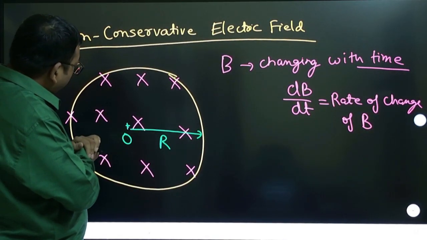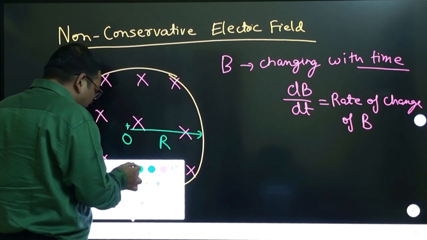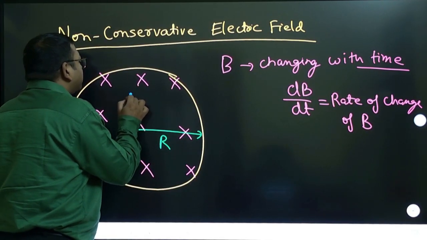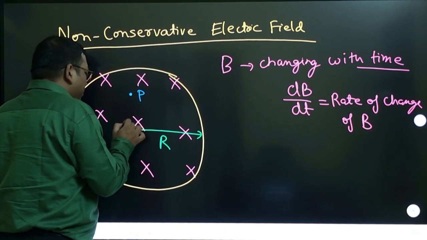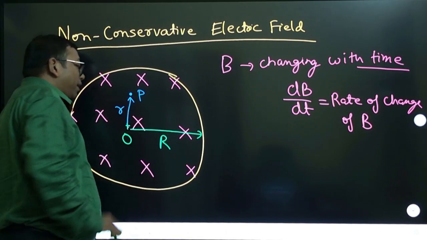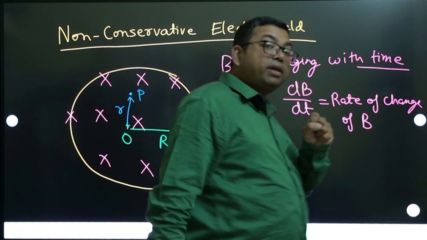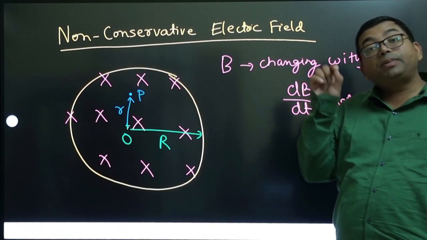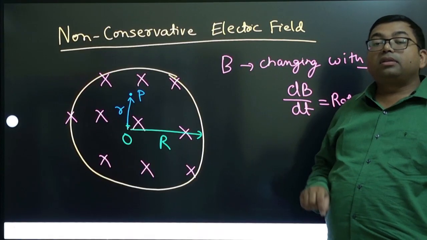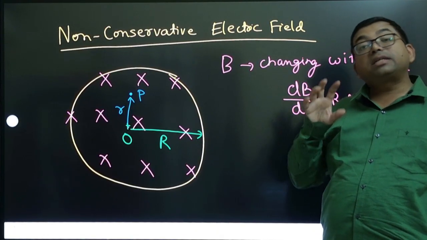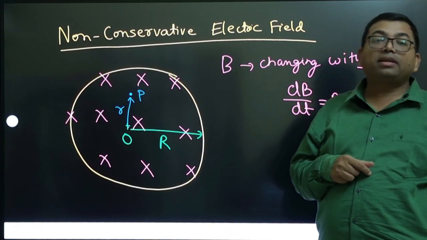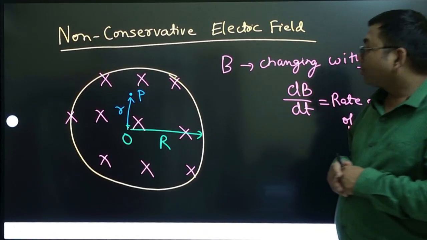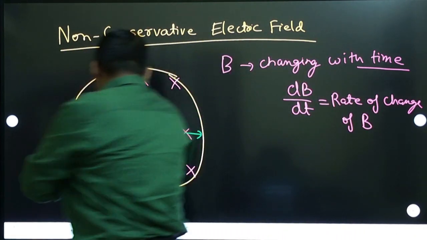Now if I consider any point, let us say I want to find out at this point, this is a point P at a small distance r. This point is inside this region, and we want to find the electric field at that point. Or let us say you keep a charge at that point P. That charge will experience a force. So sometimes they can ask a question: what will be the force on that charge when you keep it at that point? So let's try to understand this.